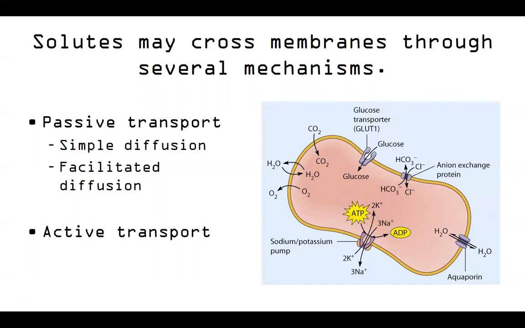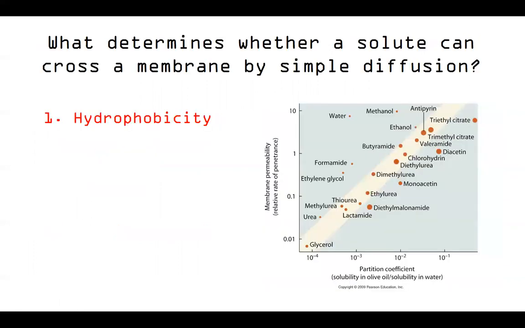So let's talk a little bit more about what makes a molecule diffusible through a membrane. What kinds of things can simply diffuse through the membrane? The number one characteristic of a molecule that determines whether it can get through a membrane by diffusion is hydrophobicity. So how hydrophobic is this molecule? In this graph, on the x-axis, we're looking at what's called a partition coefficient, which is basically a measure of hydrophobicity. And on the y-axis, we're measuring membrane permeability.